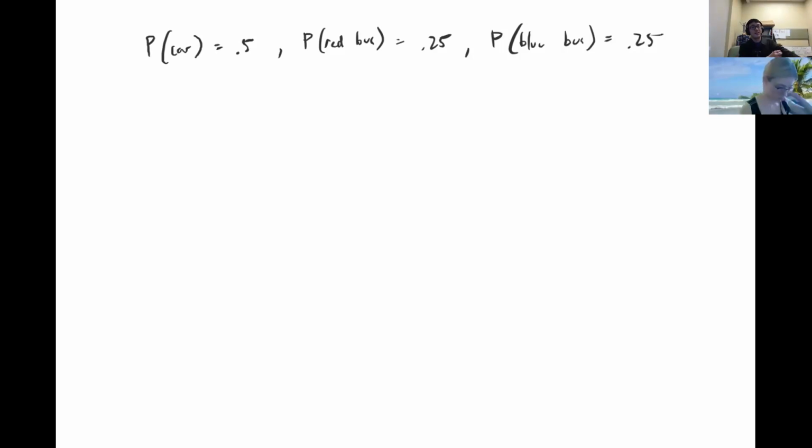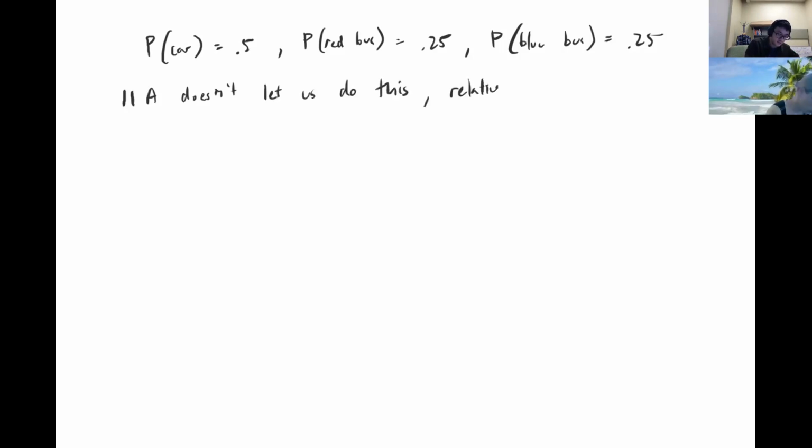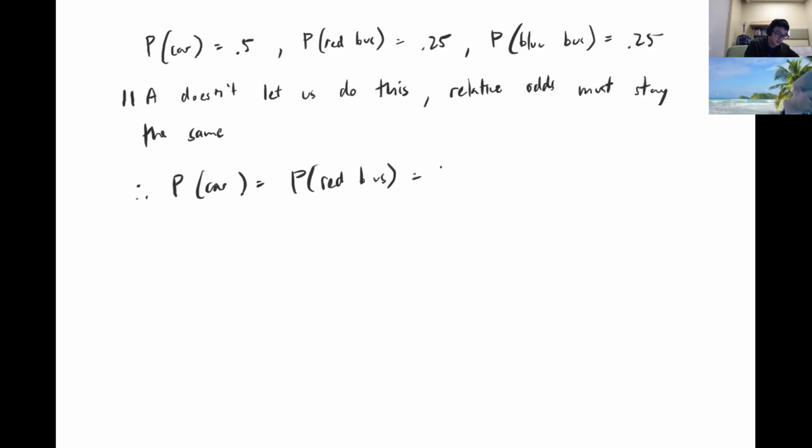And so here is where the kicker is. IIA doesn't let us do this because the relative odds must stay the same. Therefore, the probability of the car is equal to the probability of the red bus equals the probability of the blue bus. So that's going to end up being 0.33.